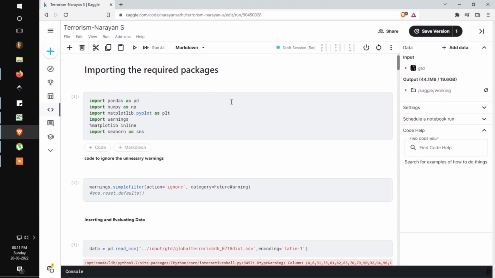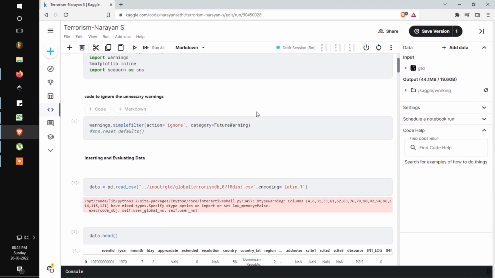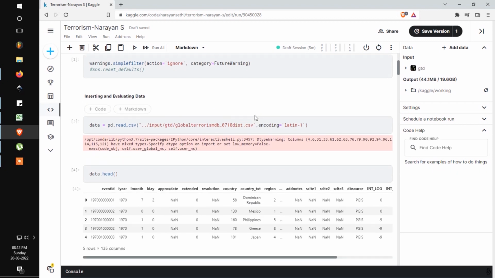Okay, so I start by importing the required packages. I have imported NumPy, pandas, matplotlib, warnings and seaborn. Next up, I have written some code to avoid any kind of future warnings.